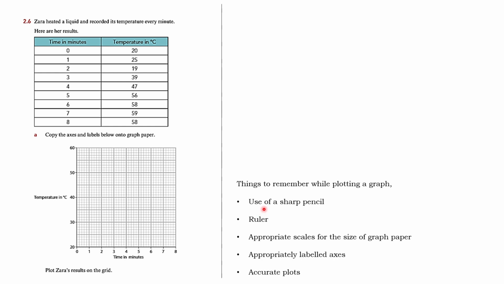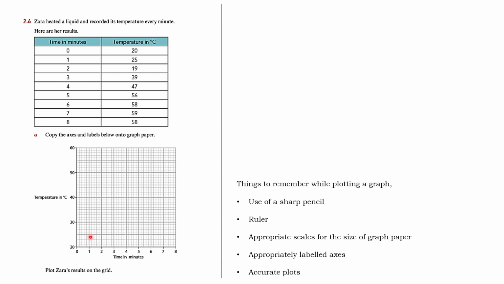Now, if your pencil is not sharp, you will see inappropriate or improper lines on the graph paper, which will make it look shabby, and hence you will lose marks over there. Next, you will make sure to use a ruler. Thirdly, you will make sure to use appropriate scale for the size of the graph paper.